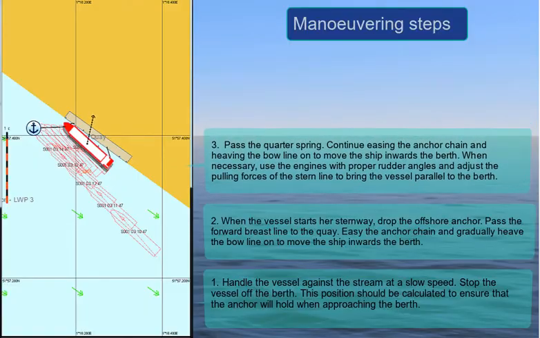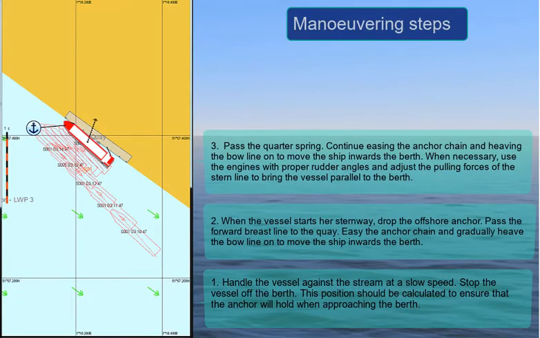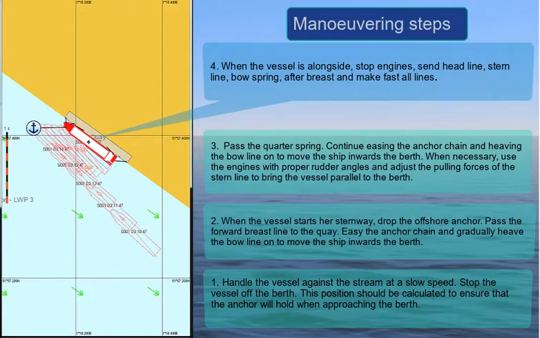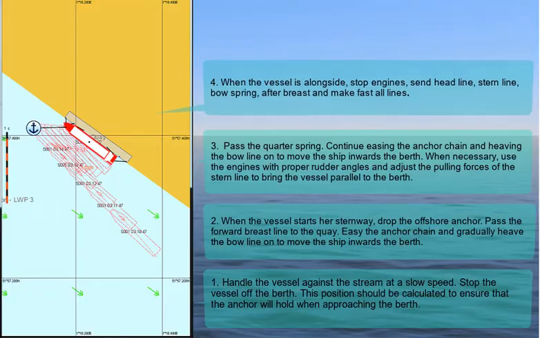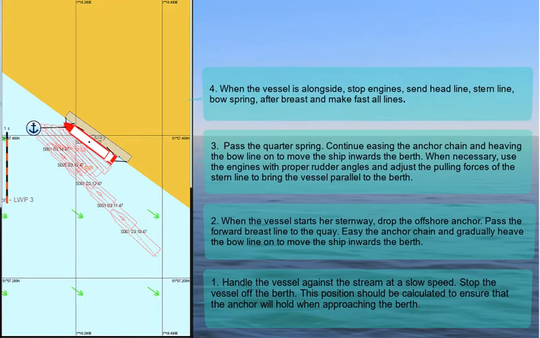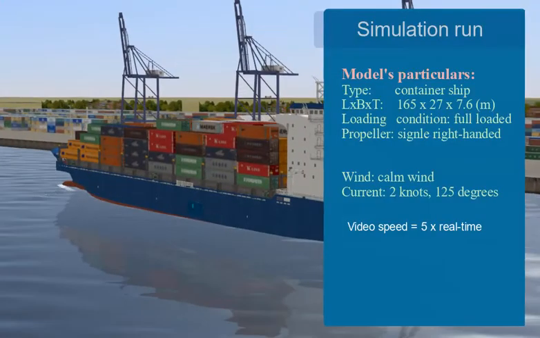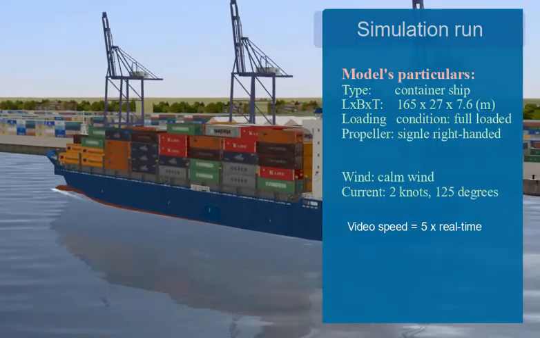When necessary, use the engines with proper rudder angles, and adjust the pulling forces of the stern line, to bring the vessel parallel to the berth. Step 4. When the vessel is alongside, stop engines, send headline, stern line, bow spring, after breast, and make fast all lines. In this scenario, the ship model is a container vessel.